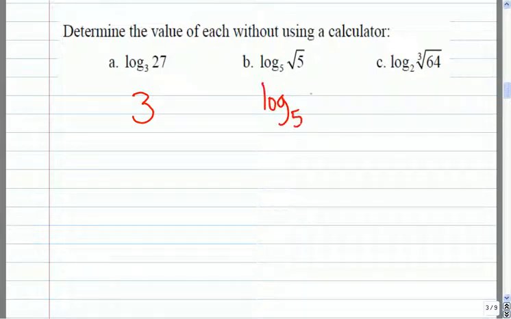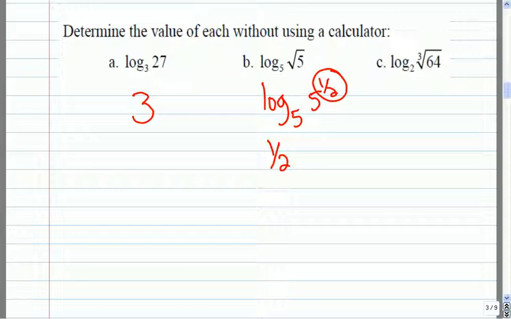So if this is what you think of in your head, this question is asking, okay, now wait for it, what exponent of 5 is 5 to the 1/2? The answer is right there. It's 1/2, because the exponent is right there. It's actually showing you what the exponent is. So the answer for this question is a half.